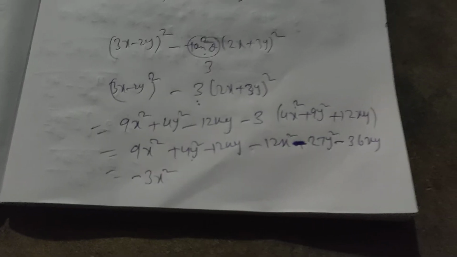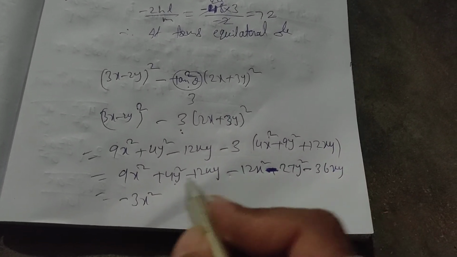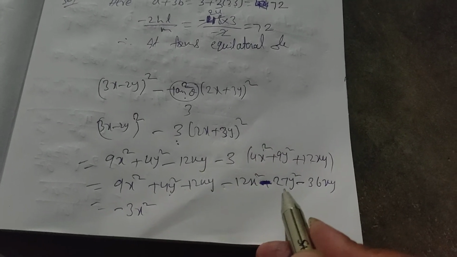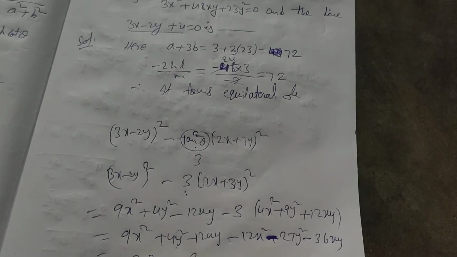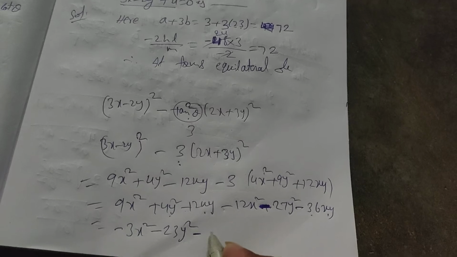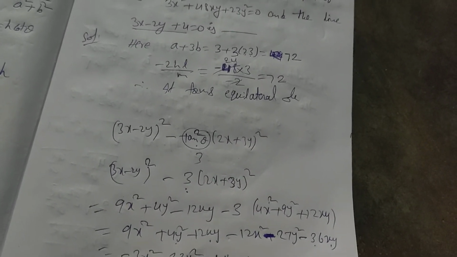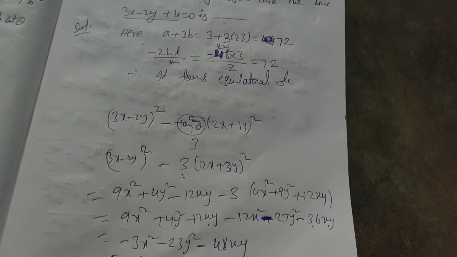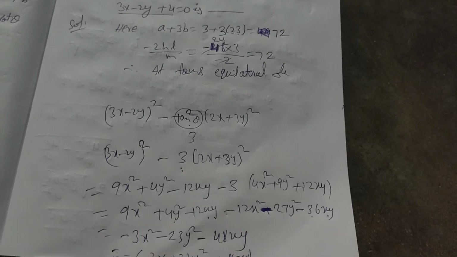So 9x square minus 12x square is minus 3x square. 4y square minus 27y square, what is it? Minus 23y square. Next, minus 12xy minus 36xy, that is nothing but minus 48xy. Actually, here if you take minus common, it says 3x square plus 23y square plus 48xy.